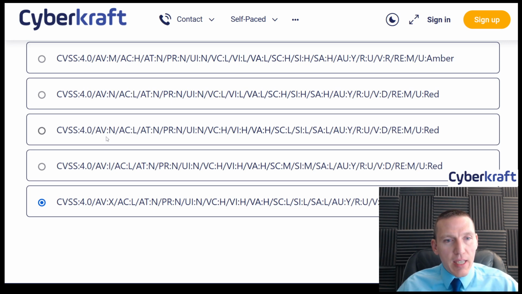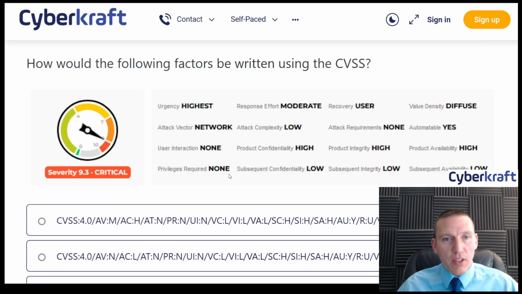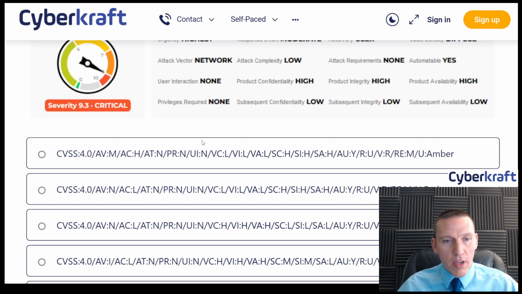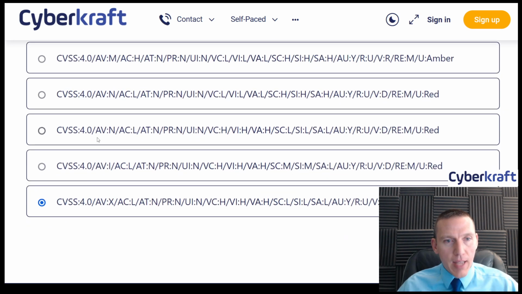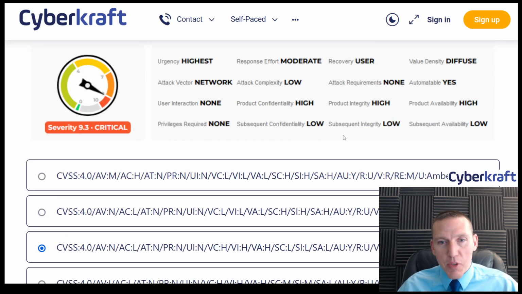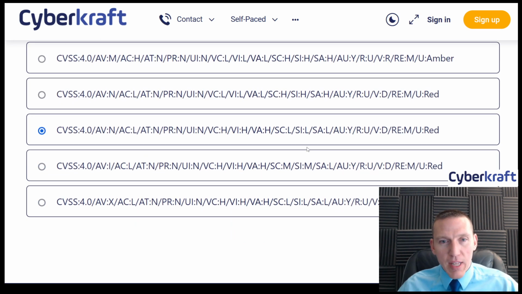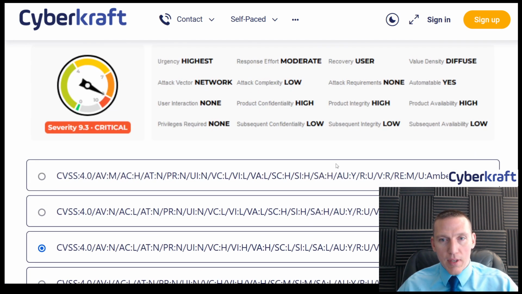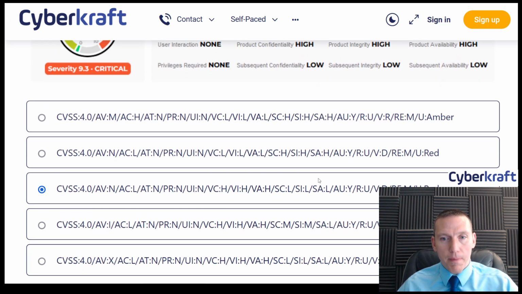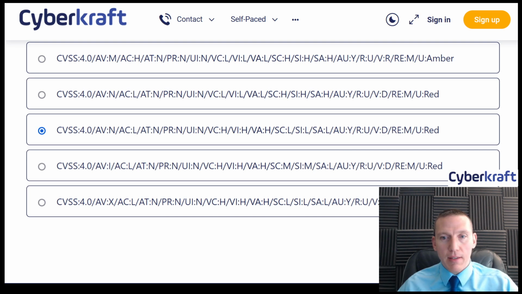Okay, this has changed. AV, that's attack vector. So let's check attack vector. Attack vector network, so that should be N. Attack vector network N, that would be this one. So I'm pretty sure it's this one. Let me just check subsequent confidentiality, integrity, and availability. That'd be SC, low, low, low. Okay, so it's not this one because this one says subsequent confidentiality and integrity are medium or moderate, and then subsequent availability is low. So it has to be the third one. I'm pretty confident about that.